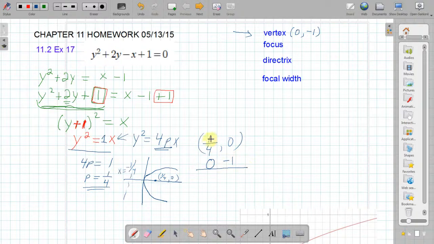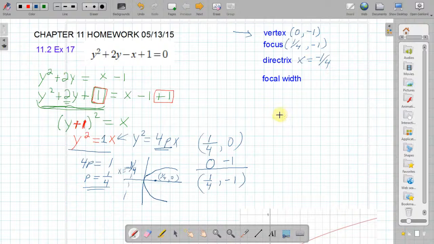And then we just add 1/4 plus 0, still 1/4. 0 plus -1 is -1. So that's our new focus right there. So our focus is at 1/4, -1. Directrix, same thing. Your directrix would be at -1/4. So yeah, x equals -1/4. But like I said, this is not translated horizontally, so the directrix stays at x equals -1/4.